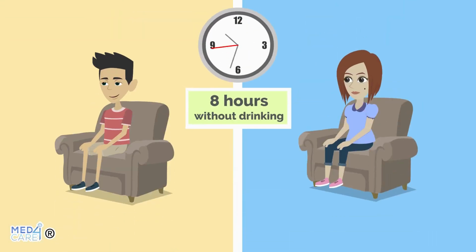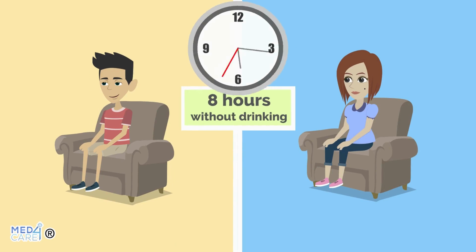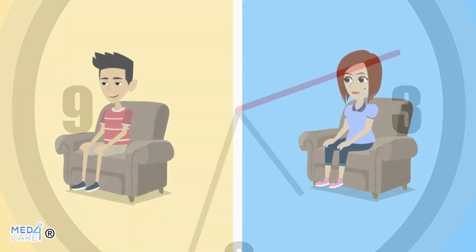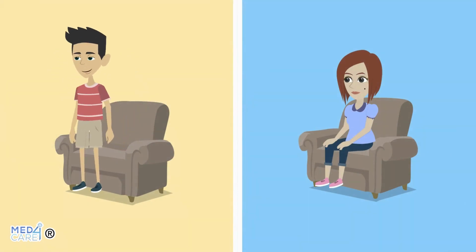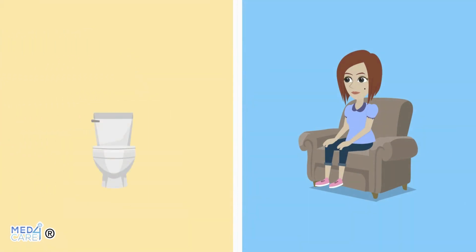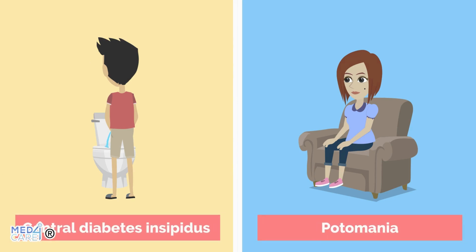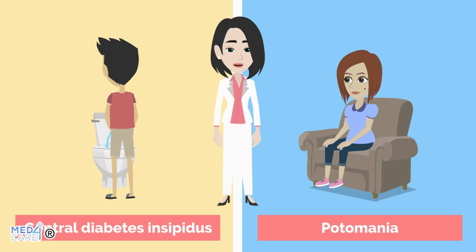The first is the thirst test. With the thirst test, the patient is totally deprived of the intake of water and other liquids for at least 8 hours. During these hours, if the patient continues to emit urine at normal or increased flows, then the diagnosis of central diabetes insipidus is made, with the inability to concentrate urine. If the disorder is instead of a psychogenic nature, as in potomania, the body will concentrate the urine as ADH works normally.